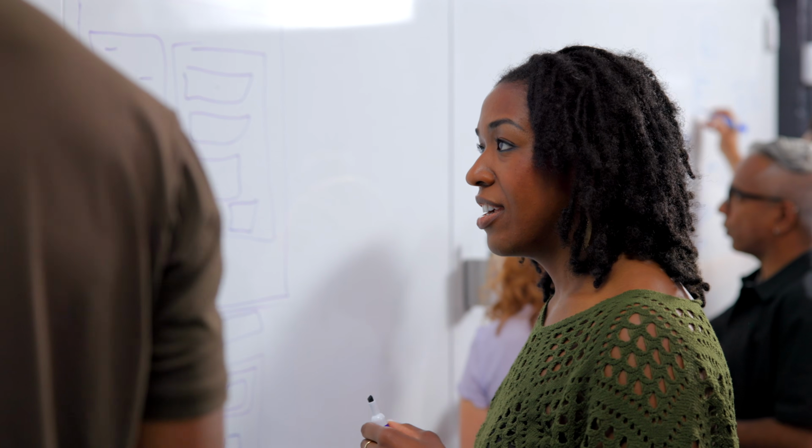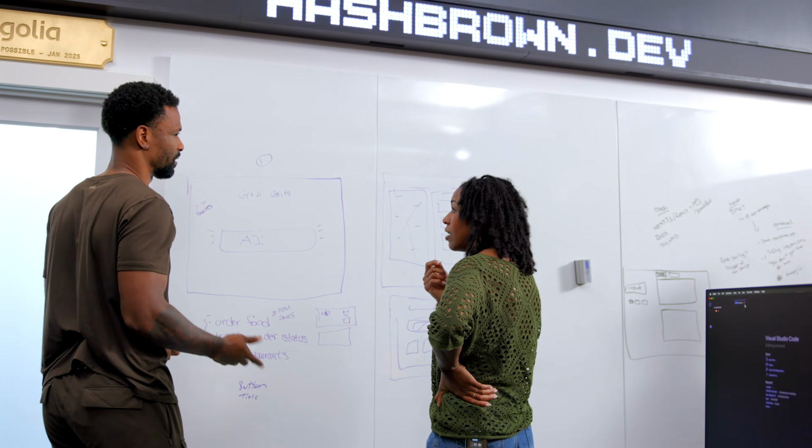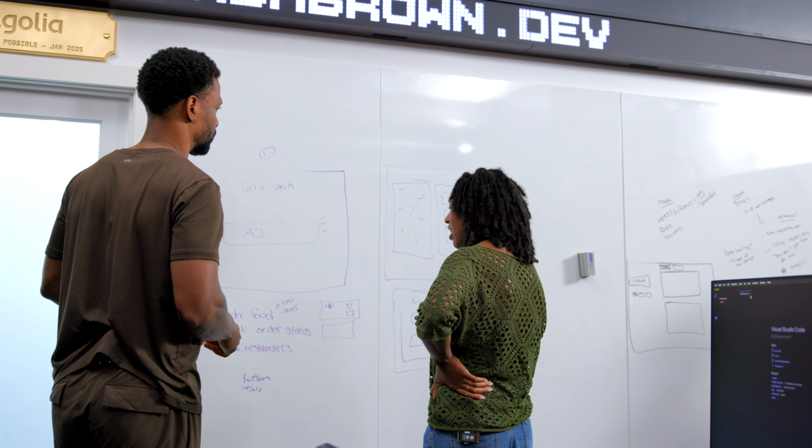Hi, I'm Shaundai Person. Yeah, my name is Scott Moss. What's our team name? Getting Grits. We're building a food delivery app, and it's called Getting Grits. Except we're going to use Vite, so we're using Vite, React, Hashbrown, of course.